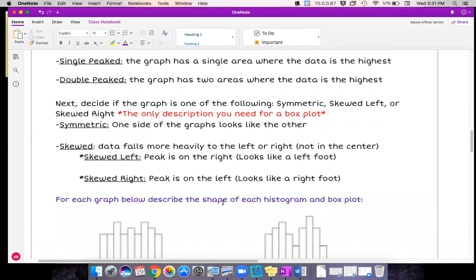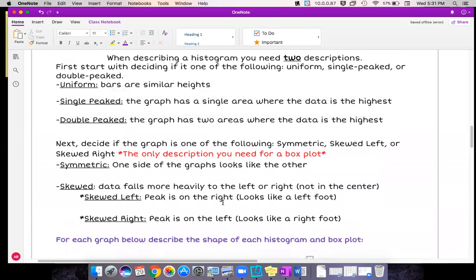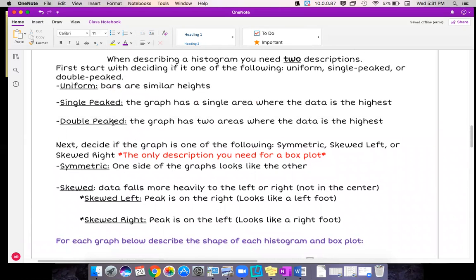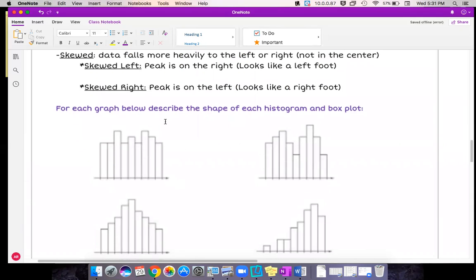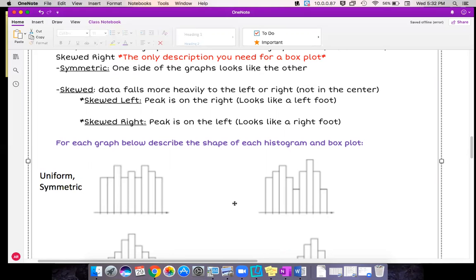So we'll go through a description down here. For each of the graphs below, we're just going to describe them. So remember, the first thing is, are they uniform, single peak, or double peaked? And then are they symmetric, skewed left, or skewed right? Okay, so let's talk about this one. Is this uniform, single peak, or double peak? To me, it looks like all of these bars are relatively the same height. So we're going to say that this is uniform. And then the next thing we have to decide is if it is symmetric, one side of the graph looks like the other, or skewed. To me, this looks like it's pretty symmetric. Both sides look the same. So this is a uniform symmetric histogram.